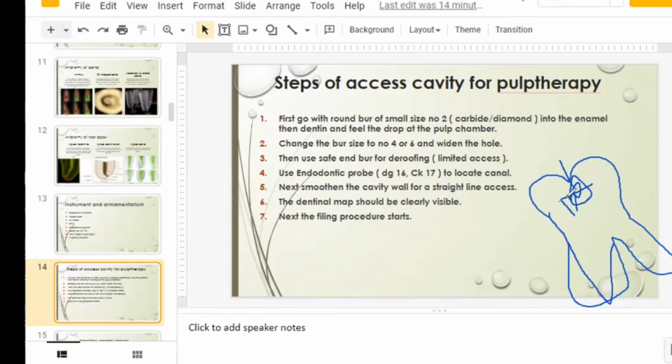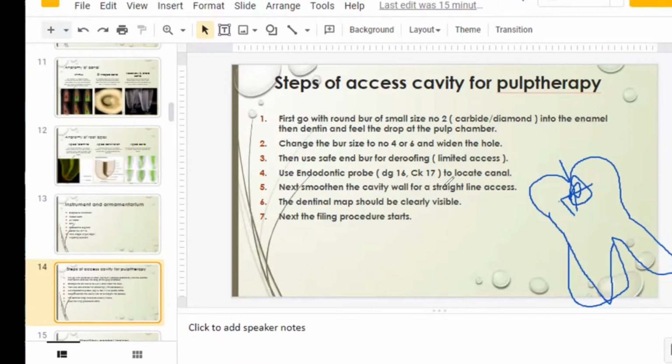So never keep your file directly at the orifice level. You should locate with this instrument, DG16, or let us call it the endoprobe; the name of that is DG16 or CK17. With that probe you have to locate. At this level you don't have the right to touch the file till you locate with the endoprobe. Till that time you should not touch the file. You should only take DG16 or CK17 and locate. Once you feel the location is correct, then move to the next step.